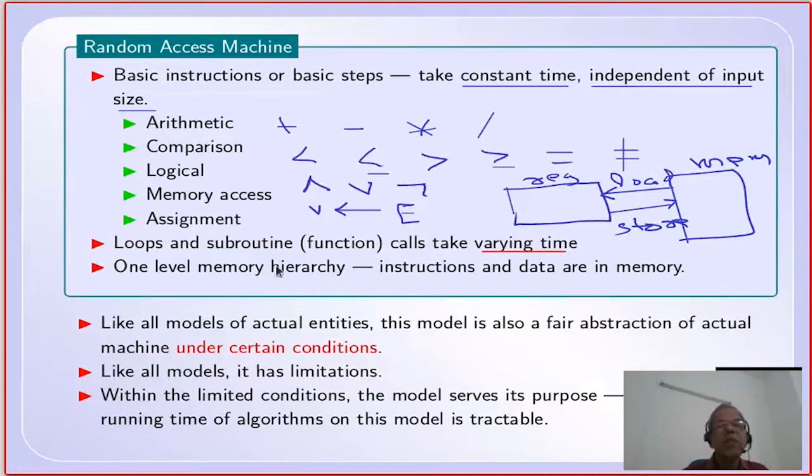We also assume one level of memory hierarchy. Instructions and data are in memory. So that's all about random access machine.